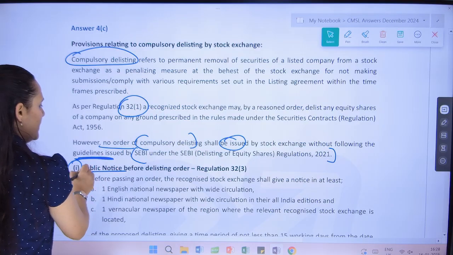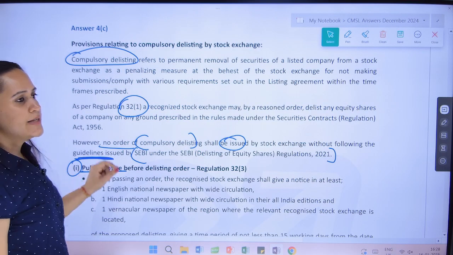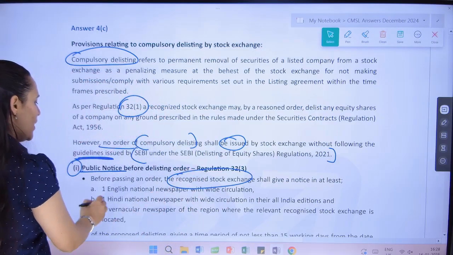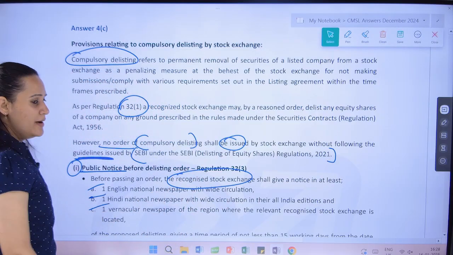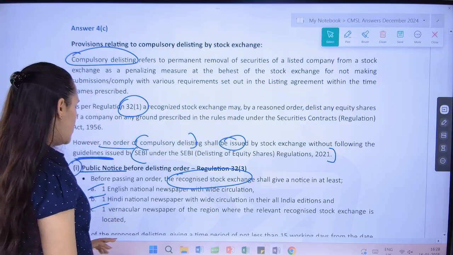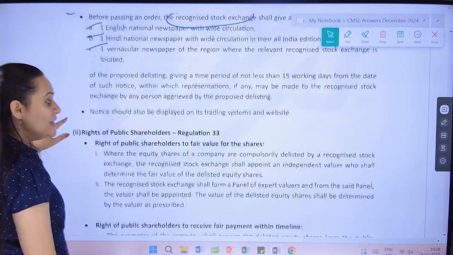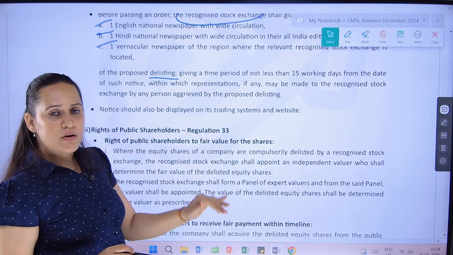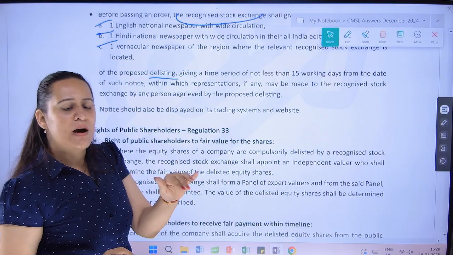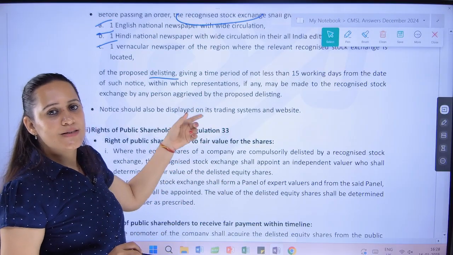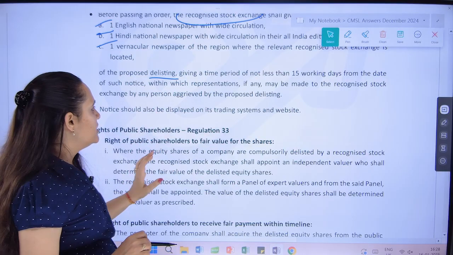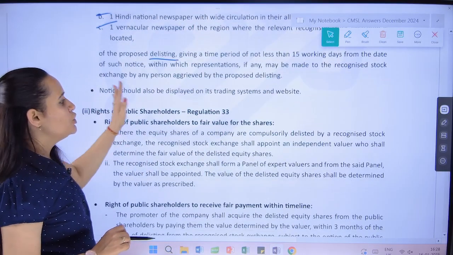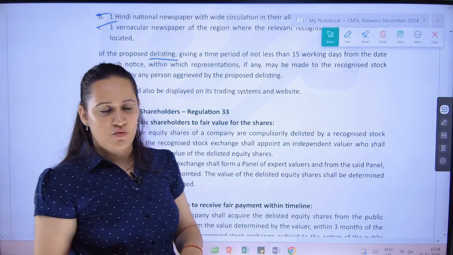First one was about public notice before delisting. Before passing an order of compulsory delisting, the stock exchange is required to give a notice in one English paper, Hindi newspaper, vernacular language where the registered office of the stock exchange is situated about its intention of delisting the company and giving 15 days of notice that if anybody has any problem of this company becoming delisted, you can write to us and raise your queries before the stock exchange. You can call for any objections from the public. Notice should also be displayed on the trading platform.